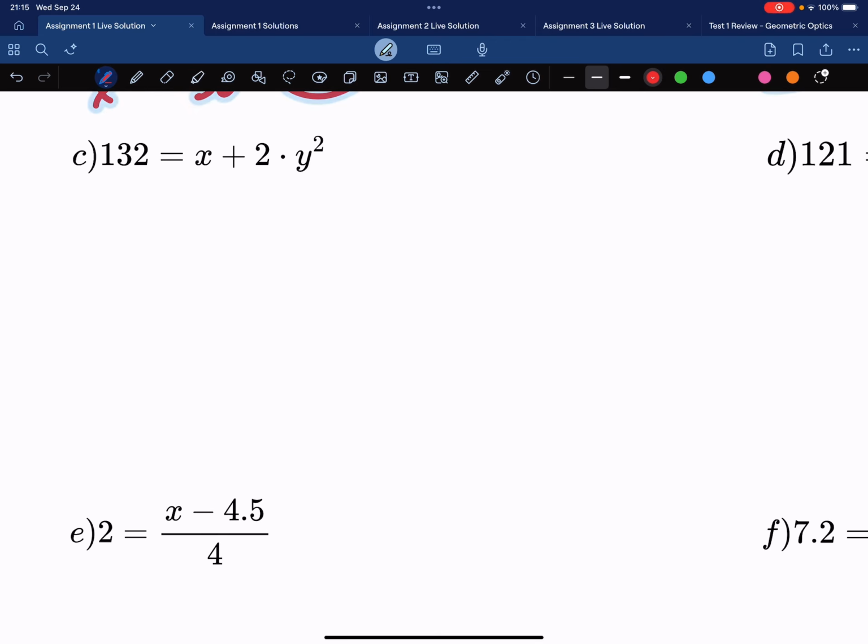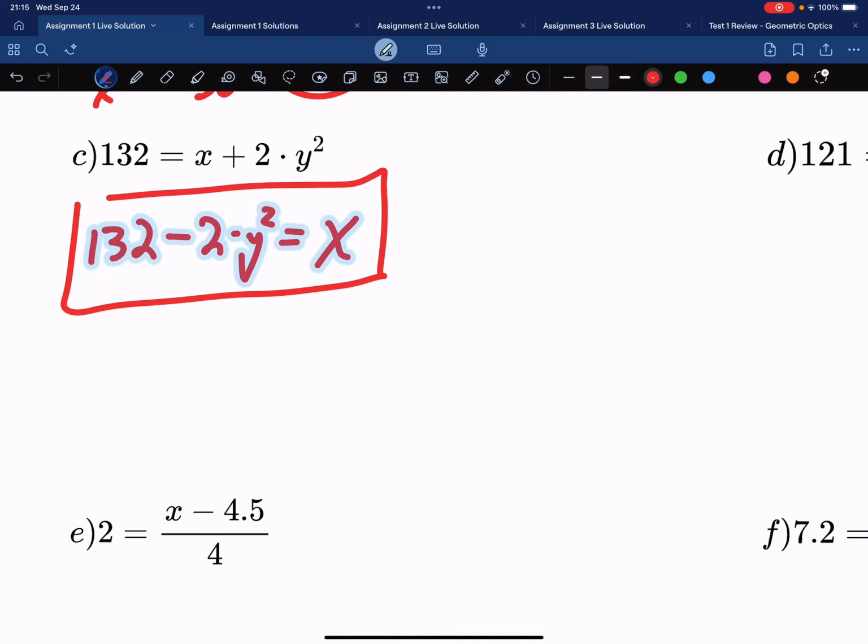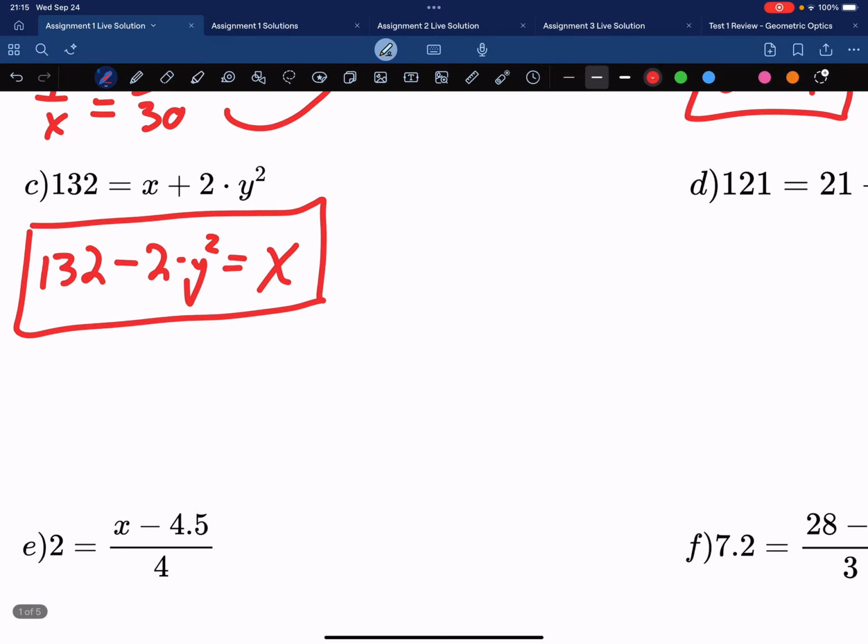All right, so now we have 1c. In this one, we have 132, and if we subtract 2 times y squared from both sides, that cancels it out, and we are just left with x on the right. This one is a little bit simpler than it appears at first.